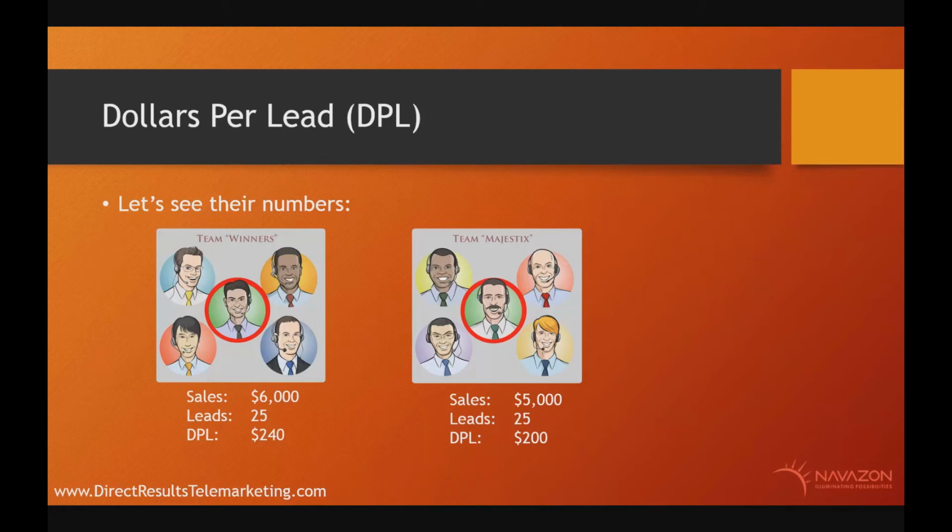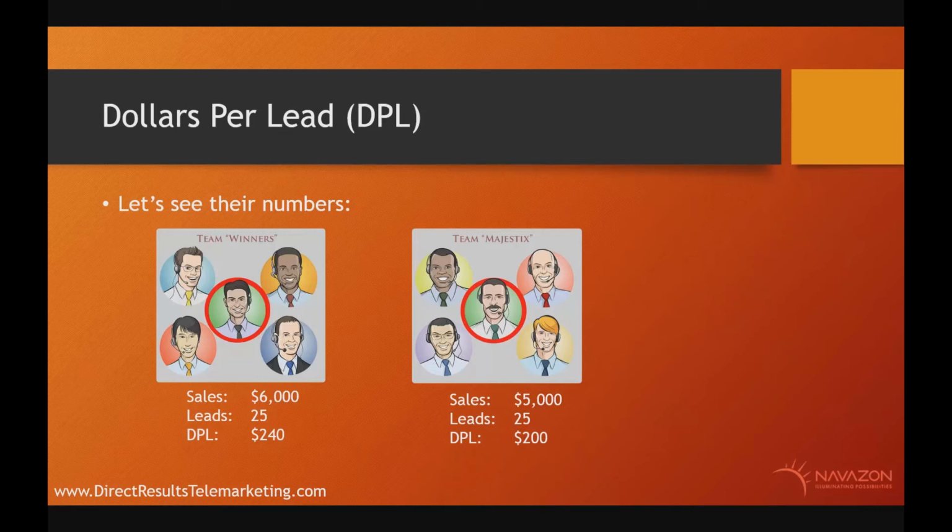For Team Majestics, the total sales for the entire team for the week was $5,000. They were given 25 leads also, and their dollars per lead comes to $200. So Team Winners outperformed Team Majestics this week.